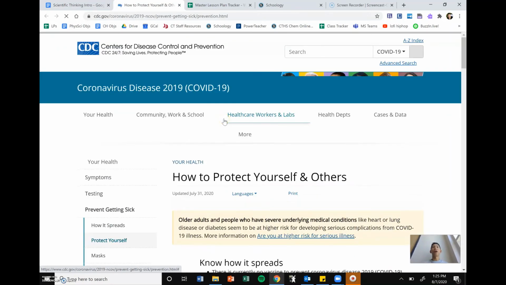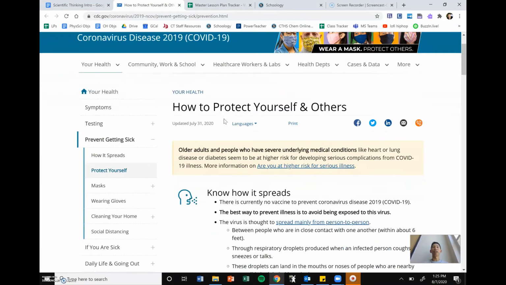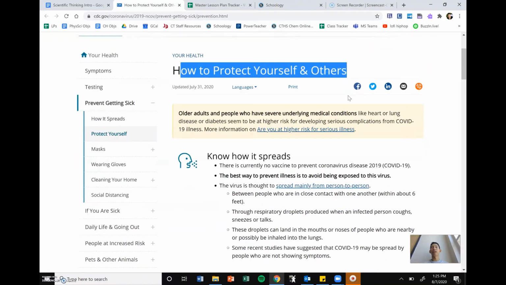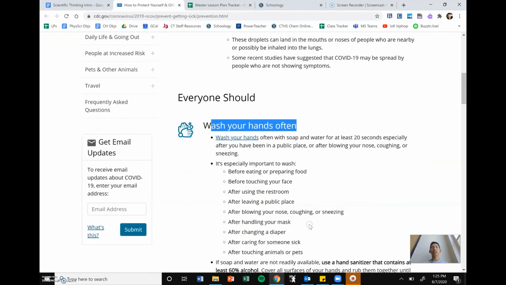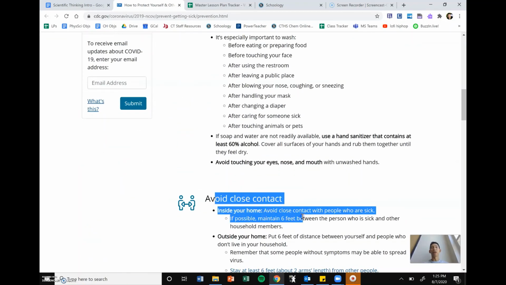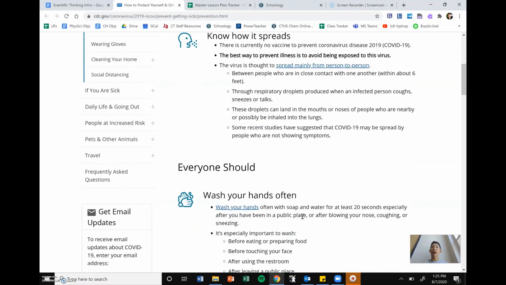CDC, Centers for Disease Control and Prevention, how to protect yourself and others. It talks about knowing how it spreads, washing your hands, avoiding close contact. Is this a primary or secondary source?